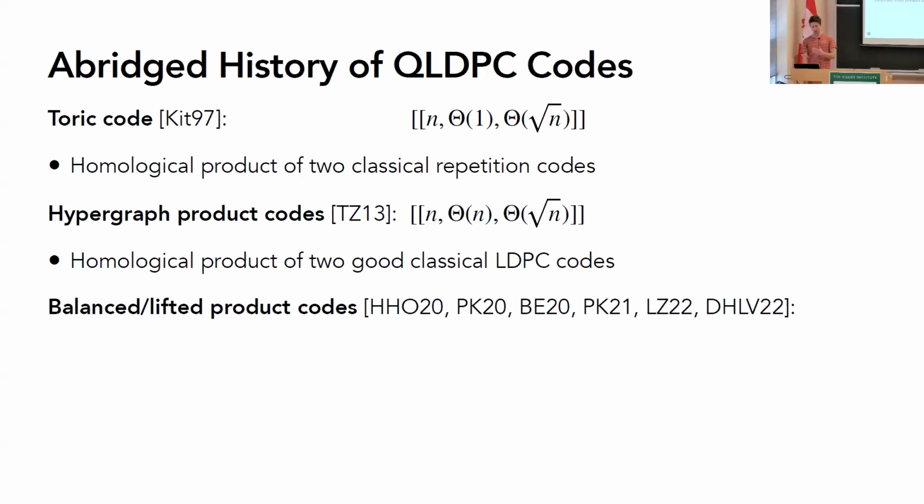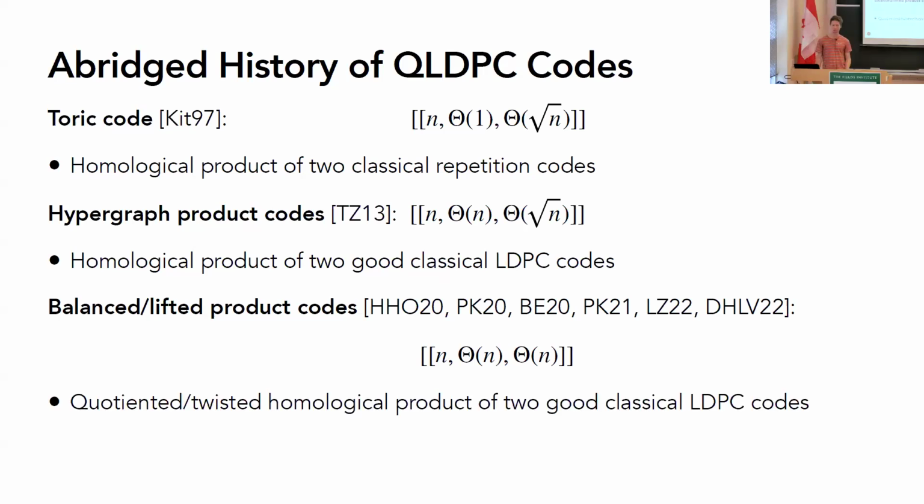But this square root of n loss was ultimately addressed by a beautiful line of work from the past few years, which culminated in a construction of asymptotically good quantum LDPC codes. So codes where the dimension and the distance both grow linearly in the block length. So up to constant factors, these LDPC codes are completely optimal.